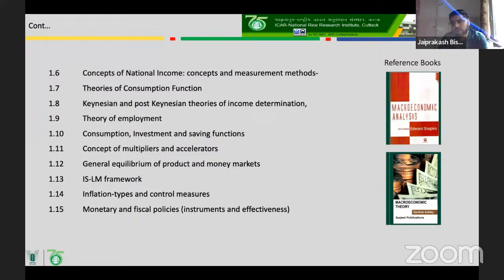For this, in these two books, macroeconomic theory by Gardner Ackley and macroeconomic analysis by Edward Shapiro. This Edward Shapiro book, the upper one, the language is very easy and it is easy to understand. But in the book written by Gardner Ackley, the language is somewhat difficult, not very difficult, but somewhat difficult as compared to Edward Shapiro.